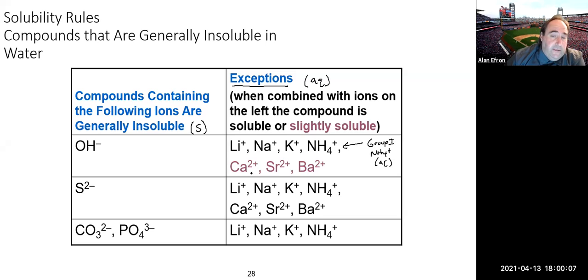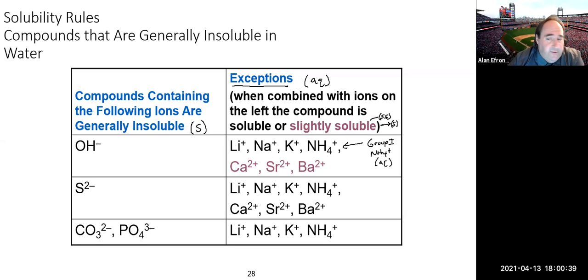Also, barium, strontium, and calcium are referred to as being slightly soluble. Sometimes on tables they'll actually list that as SS, slightly soluble. Most of the time, slightly soluble leans a little bit towards being insoluble. Slightly soluble means that some of it will dissolve, but a lot of it will not. So usually people lean a little more towards it being insoluble in that case.